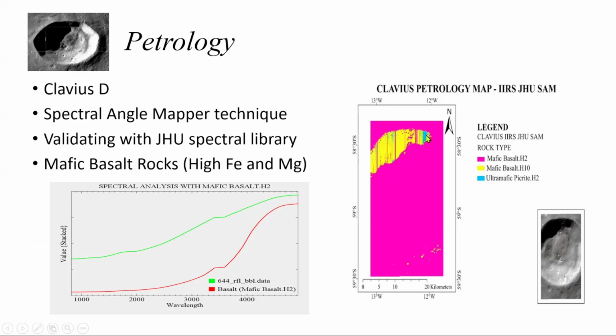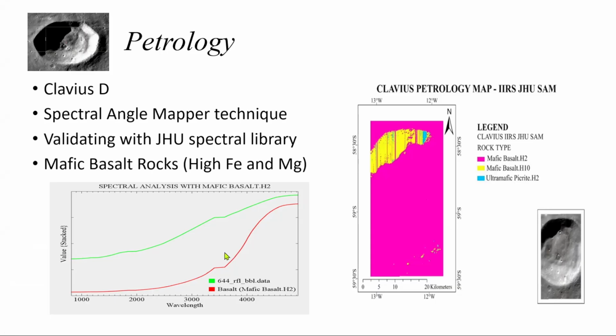So the output we got was the mafic basalts, H2, H10, and the ultramafic pyrite H2. These are basically the levels of silicates in that rock content. The H2, H10 indicate that figure. And mostly these are mafic basalt rocks having high content of iron and magnesium.